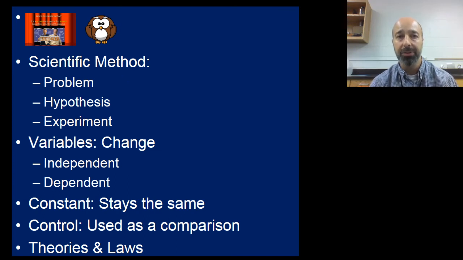Today we talked about the scientific method. The scientific method starts off with a problem or question that you have to answer. Then you form a hypothesis, which is basically an attempt at answering that question. It's an educated guess, but then we need to do an experiment to really test it out and find out whether that's true or not. We have variables in an experiment. Variables are things that change. The independent variable is the thing that I, the scientist, change. Independent starts with the letter I. The dependent variable is the thing that changes as a result of that.